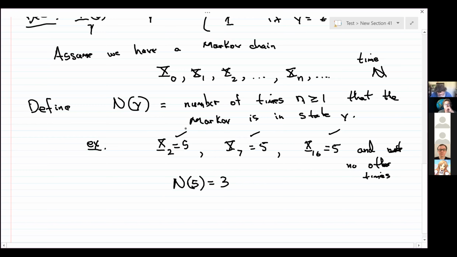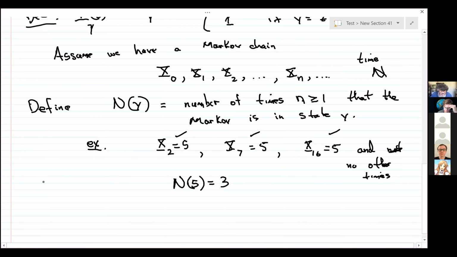And by the way, that may vary, right? In this case, you could visit state 5 3 times. Maybe if you did it again, you'd be at state 5 6 times or something like that, because it is a random situation. You're going from one state to the other.